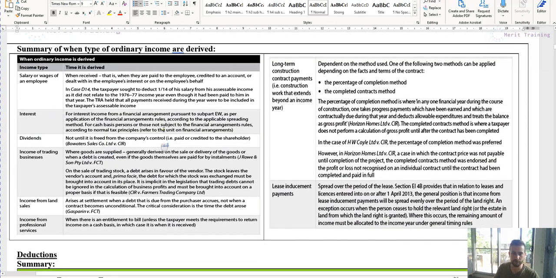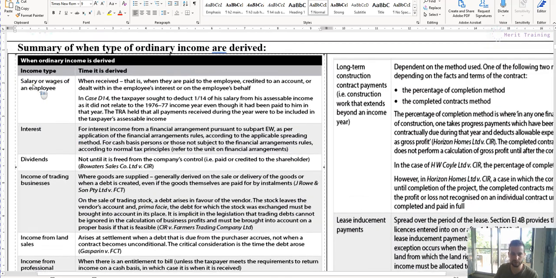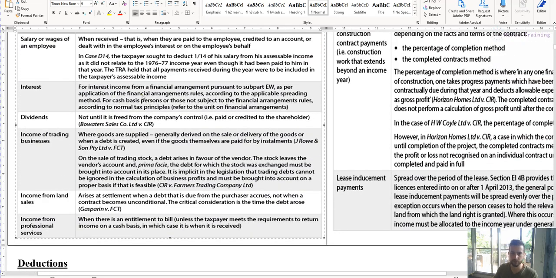Okay, and here we've got a summary of when different types of ordinary income are derived. Again, a little bit of a recap from before, but some of this is important to know. So salary or wages, I'll skip through this quite quickly. When it's received, so when you get the cash for it or when it's credited to an account. Interest. For interest income, it depends on whether or not you have a financial arrangement, and we'll talk about that later on, not in this chapter, but a very late chapter, financial arrangements.